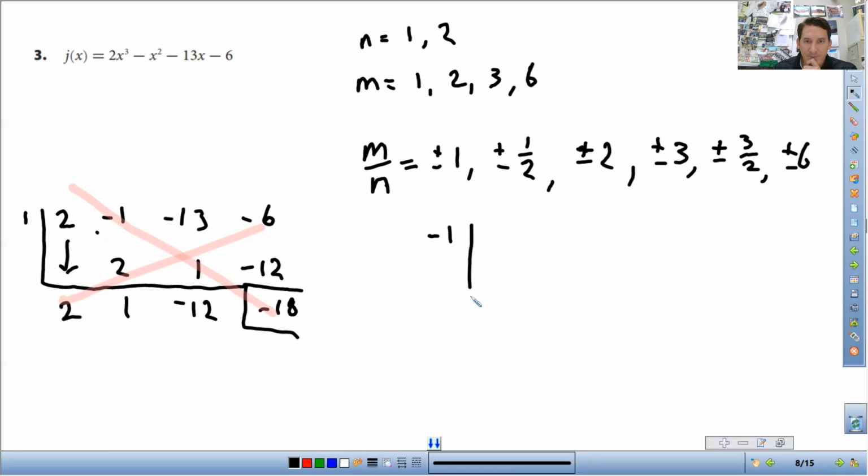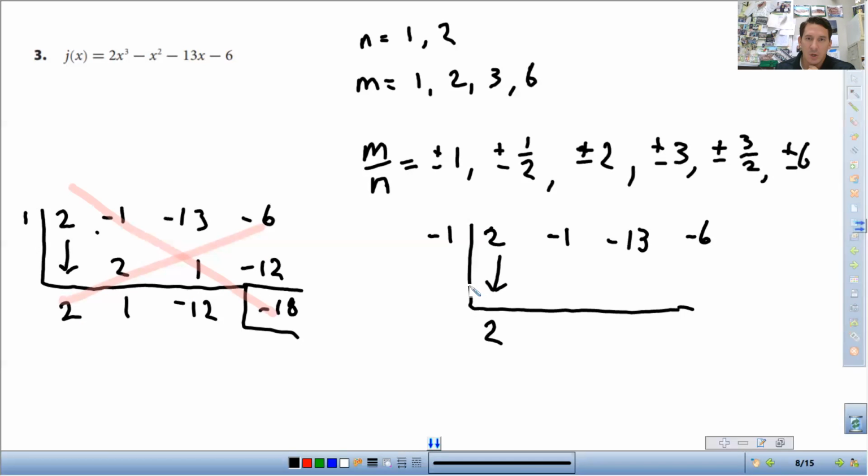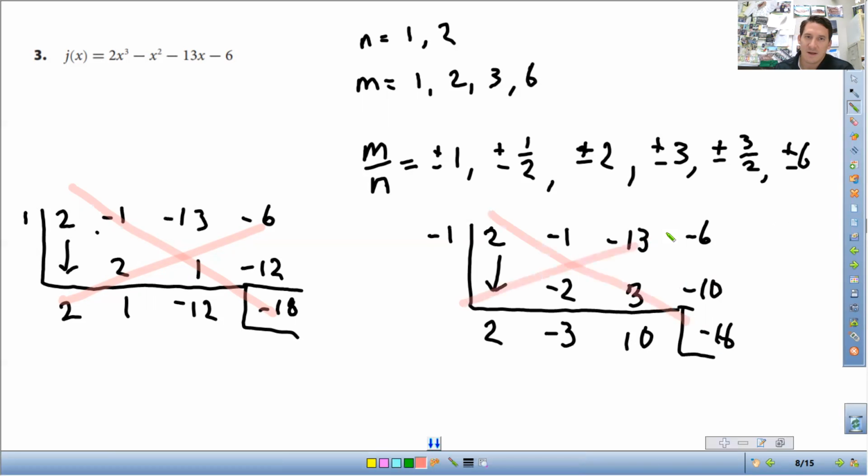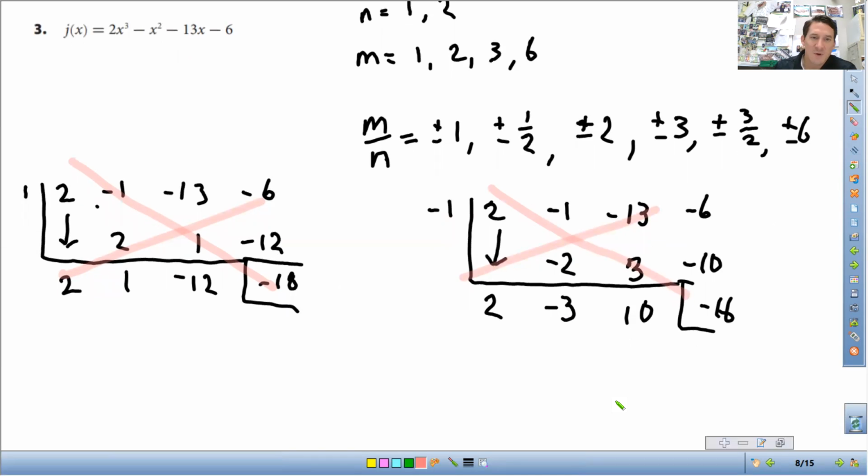I'm going to do negative 1. So 2, negative 1, negative 13, negative 6. Bring down the 2. 2 times negative 1 is negative 2. Negative 1 plus negative 2 is negative 3. Times negative 1 is positive 3. Negative 13 plus 3 is negative 10, and negative 6 plus 10 is 4. Again, it has a remainder, not it. Just got to test out the next one. I'm going to skip the fraction. Who wants to do that? Not me.